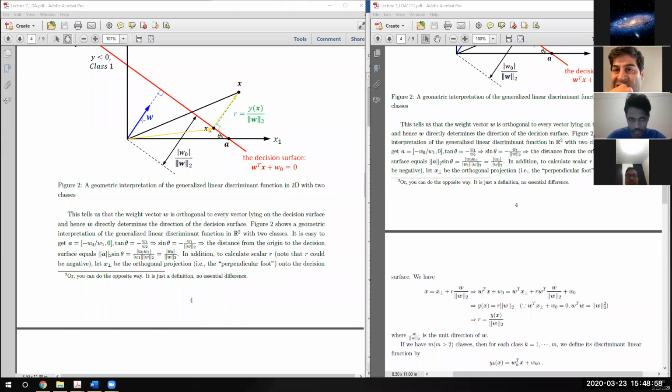See it? Now I make the unit direction of W, which is W over W norm. So this means the unit vector, which is this direction. Now R indicates how long this one is. So I must have X equal to X perp plus R times this unit direction vector. And I'm going to multiply both sides by W transpose and add W0. You're going to have this one, right?